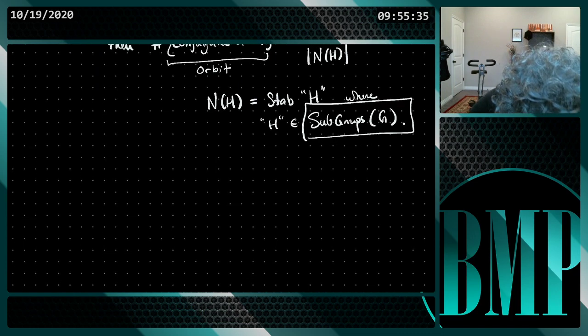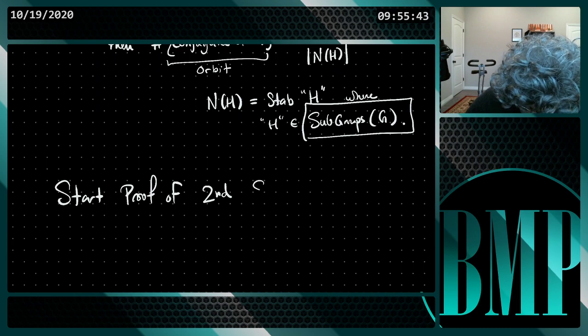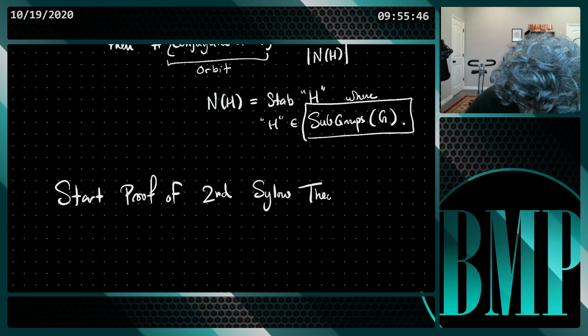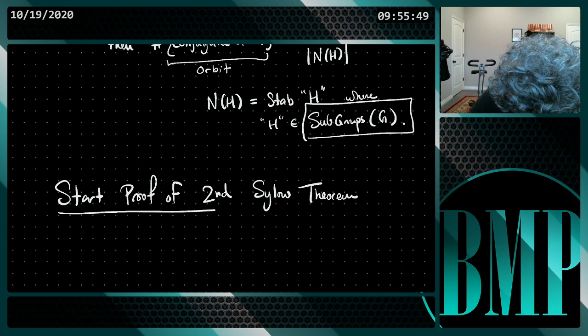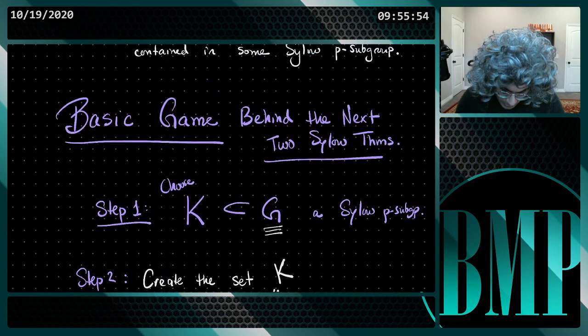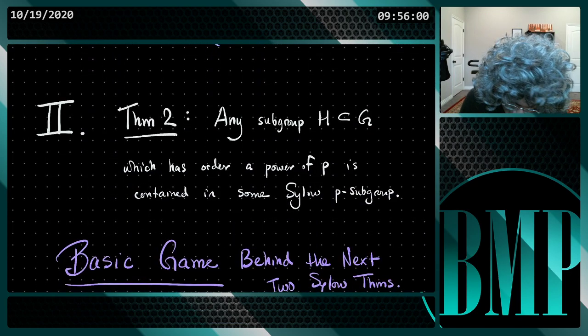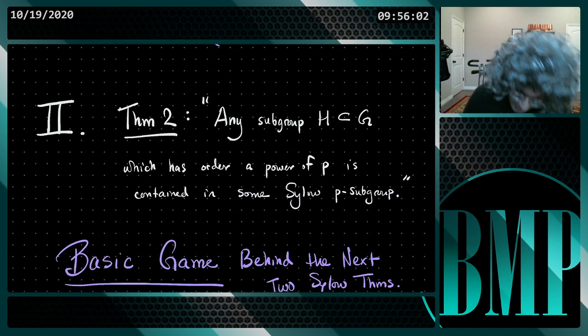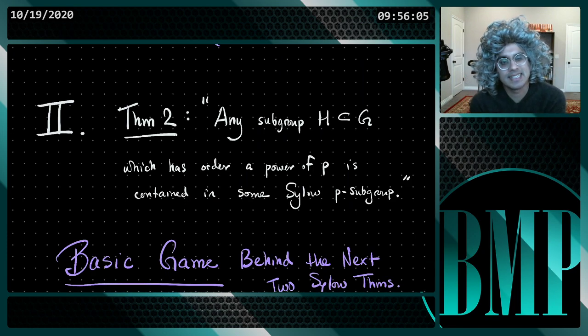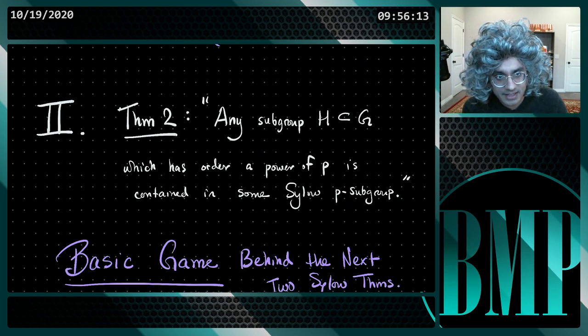Let's now start the proof of the second Sylow theorem. So what's our context? The second Sylow theorem says any subgroup of prime power order is contained in some Sylow P subgroup. That's what the theorem says, and so let's begin its proof.